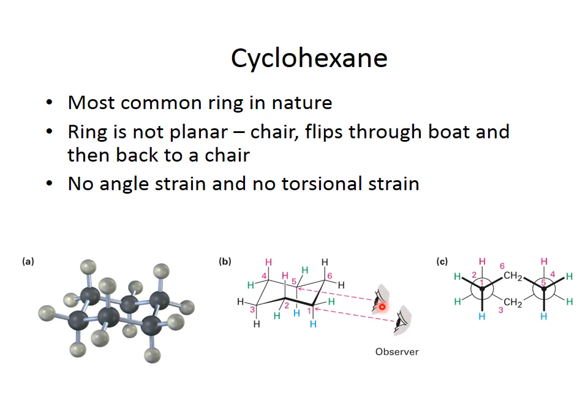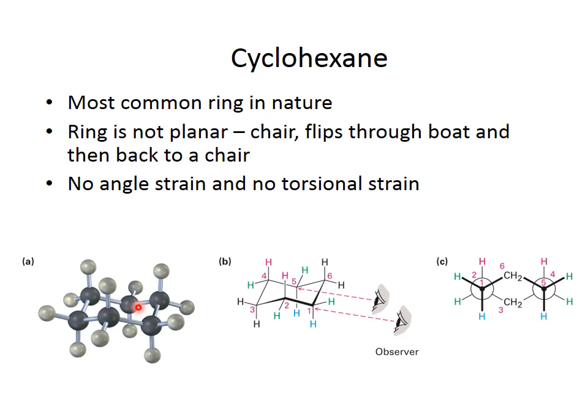Cyclohexanes are the most common ring that we have, probably because they are the most stable of all of the rings, the least amount of strain. It's the most common ring in nature. However, there's a lot of cyclopentane rings, and there's even a couple cyclobutane and a few cyclopropane. Cyclopropanes are actually reasonably common in nature.